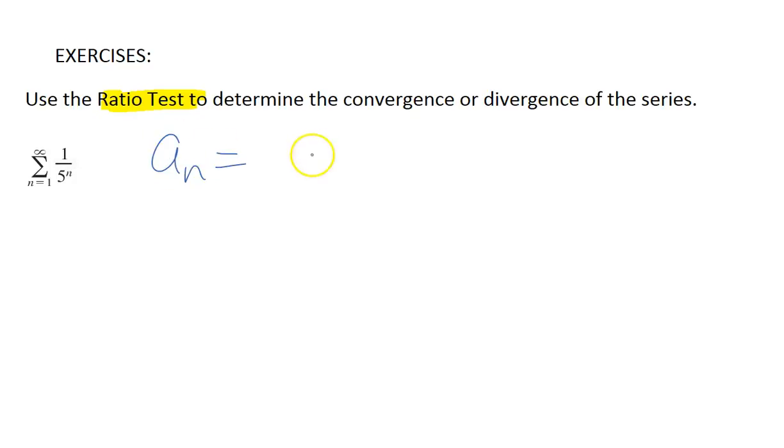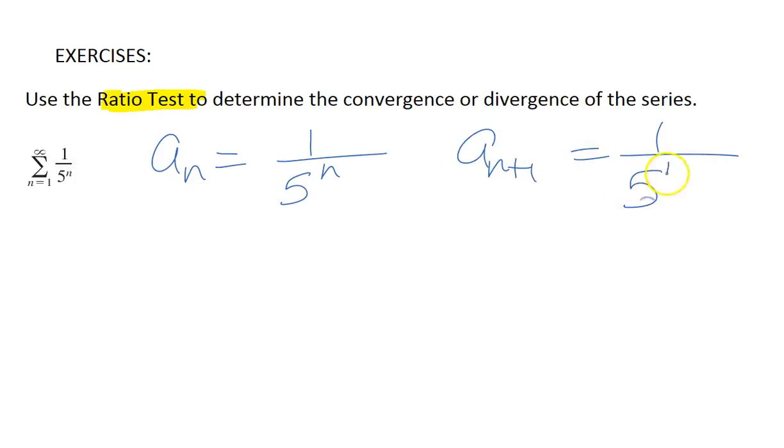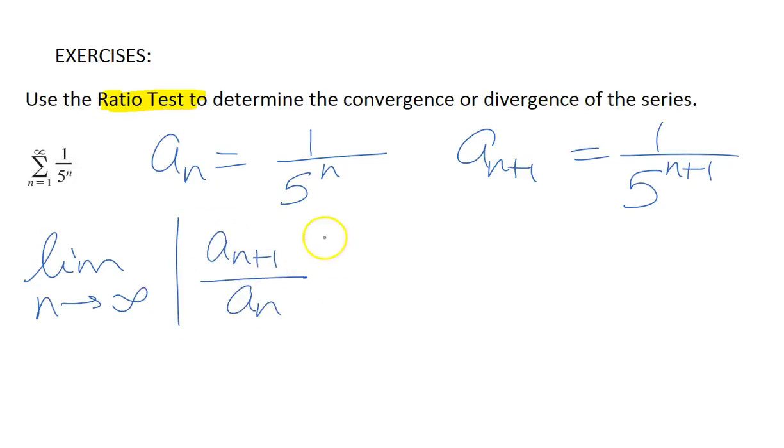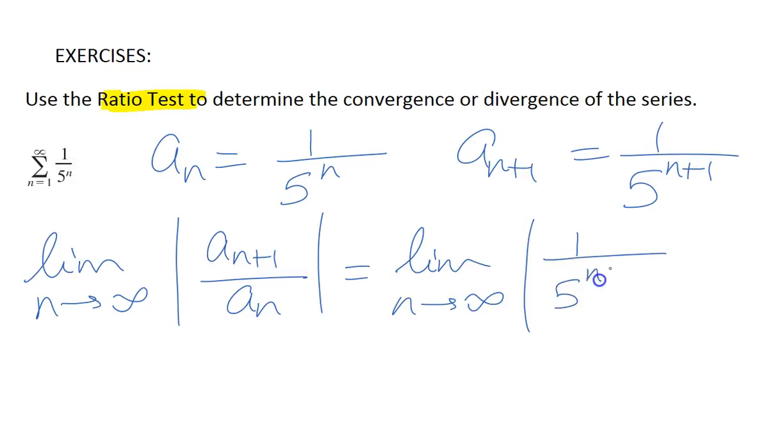So for which an is 1 over 5 to the power n, an plus 1 is 1 over 5 to the power n plus 1. We want to find the limit as n goes to infinity of the absolute value of an plus 1 over an. That is the limit as n goes to infinity of 1 over 5 to the power n plus 1, divided by an, which is 1 over 5 to the n. Right, when you're dividing by a fraction, you multiply by its reciprocal.